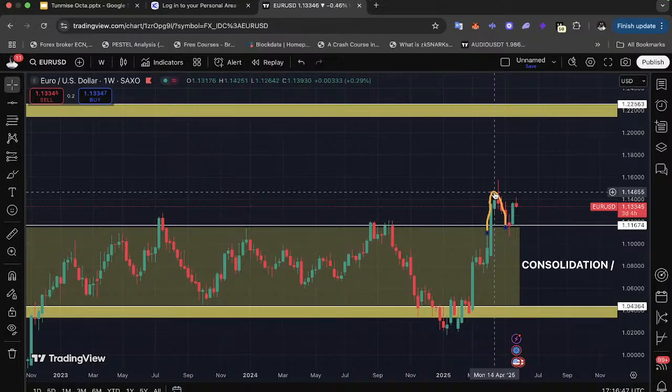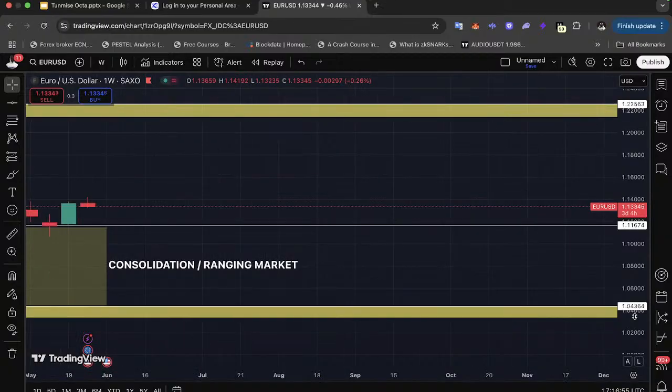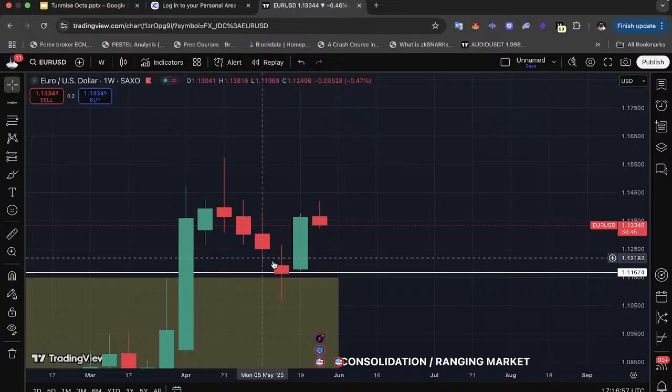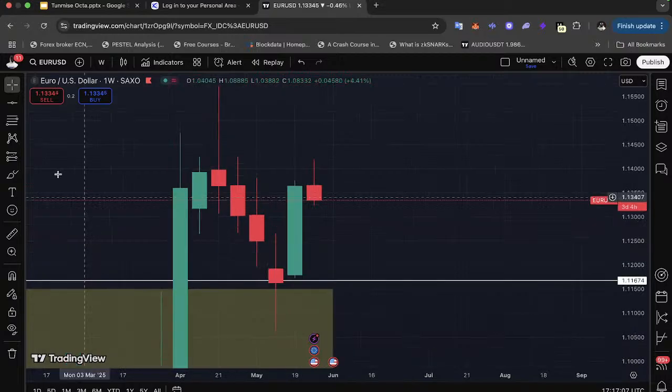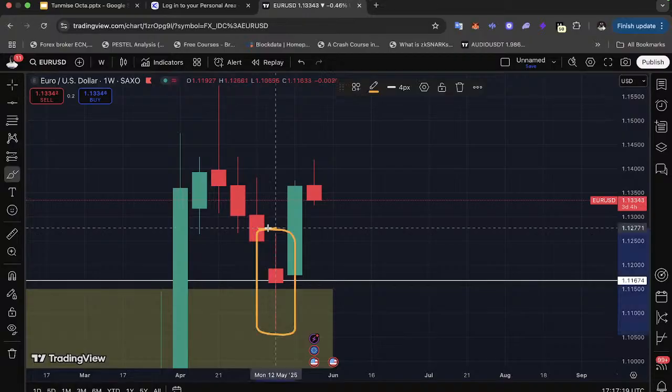Now we can equally see that at this level here, I want to make it bolder and bigger. Okay, good. We can equally see that at this level here, who can tell me the type of candlestick that showed up at this breakout point and at this resistance zone? What kind of candlestick is this?